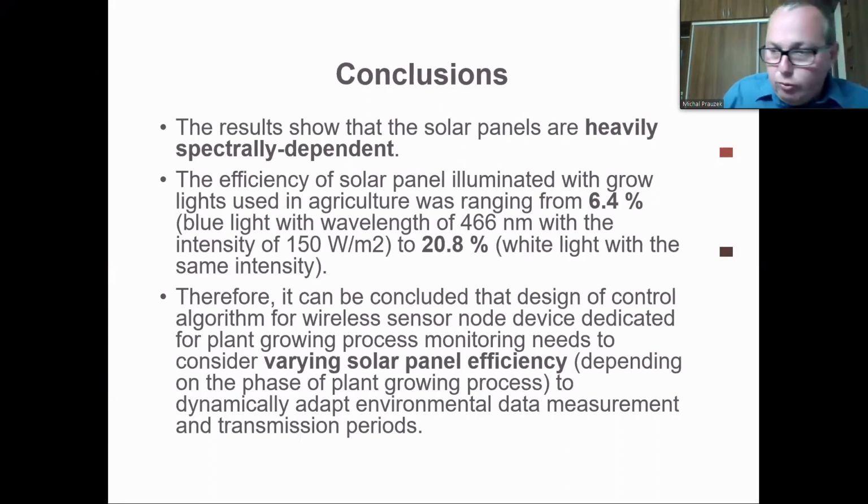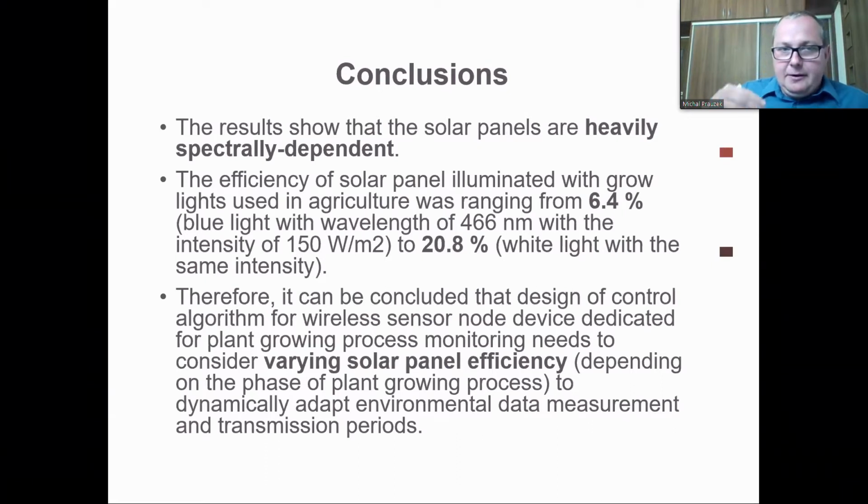So what are the conclusions? As I said, this is some kind of the first part of the work. So we want to estimate the efficiency of the solar panel. So we now know the solar panel is heavily spectral dependent. So if we are using the LED grow panel, we need to take into account the input wavelength.